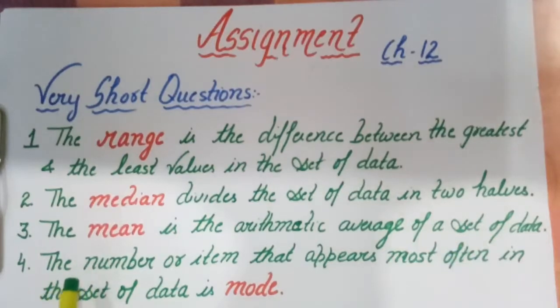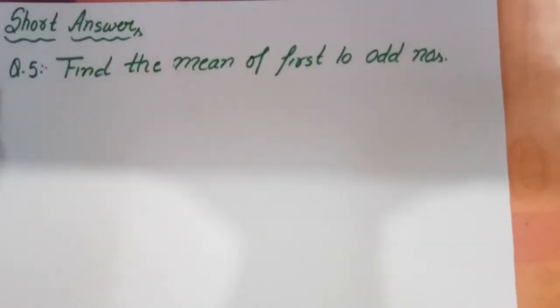Next, question number 4. The number or item that appears most often in the set of the data is called mode. That means the term which occurs the maximum number of times in any set of data is called mode. Now let's start short answer type questions.